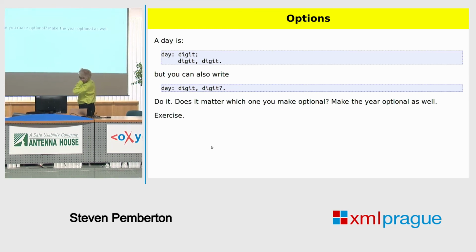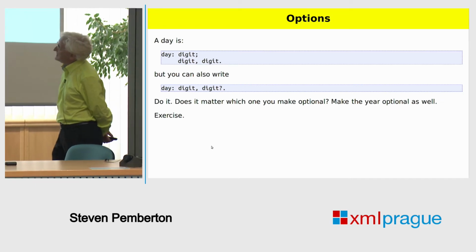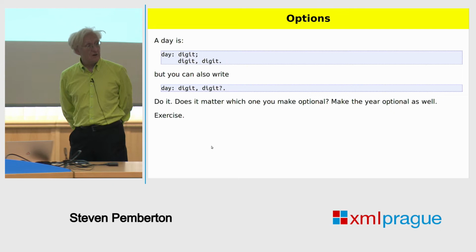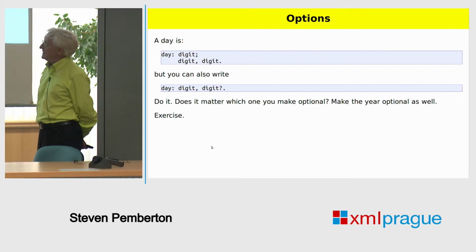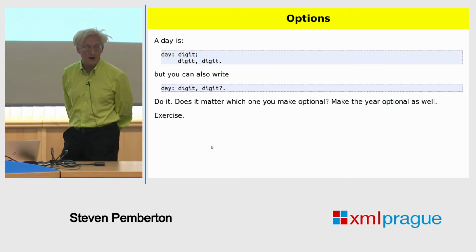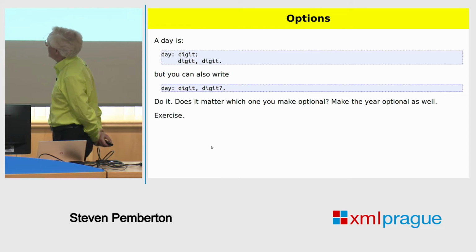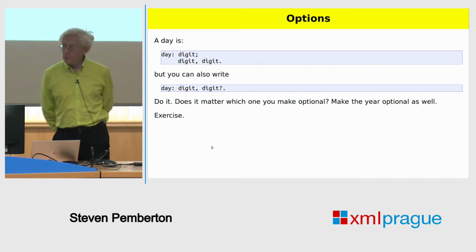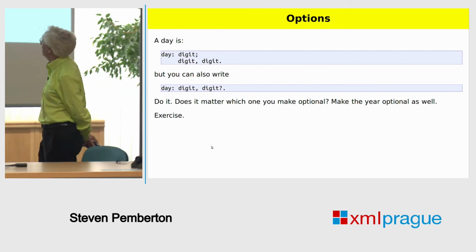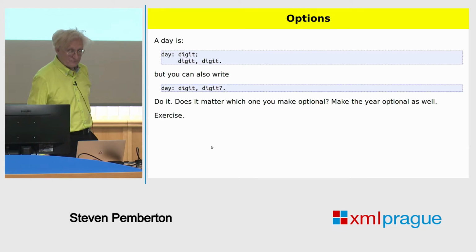Now I want to show you how to do options. So we've defined a day as either a digit or a digit followed by a digit. But there's another easier way of writing that, to say that a day is a digit followed by an optional digit, where you put a question mark after something. So that's your next task, to do that. And try both, whether you make the first digit an option or the second one, see if it makes any difference. And experiment, for instance, make the year optional as well.